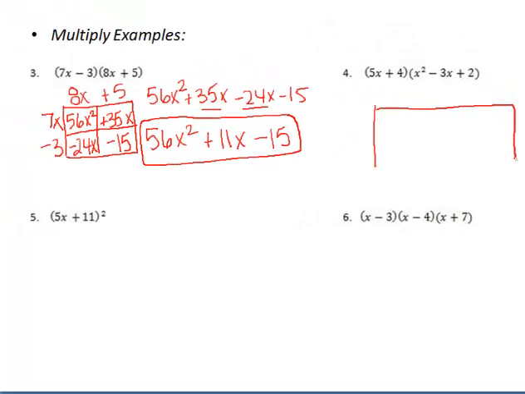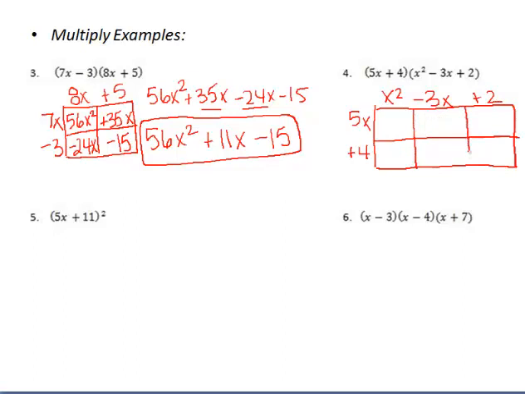But this time on the left side of my box, I have two terms, a binomial. So I'm going to have 5x here and plus 4 here, which is going to divide this box in half lengthwise. But then on top I have x squared minus 3x and then plus 2. That's going to divide this top into columns of 3.